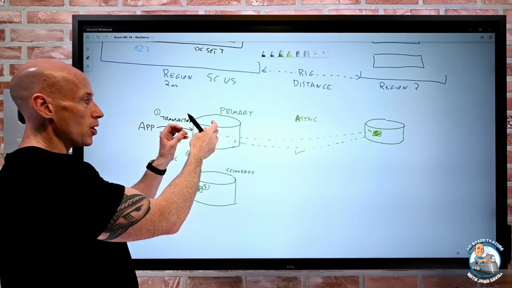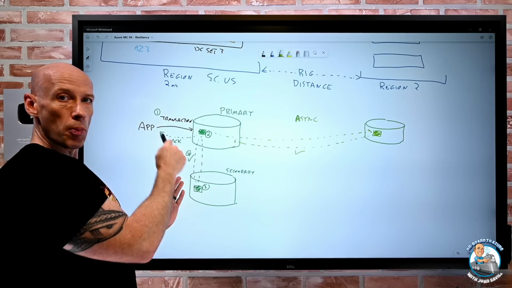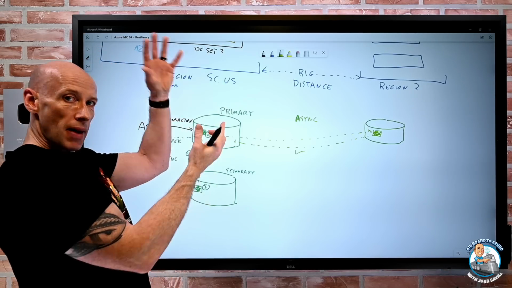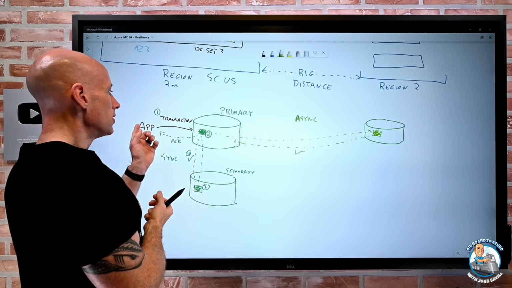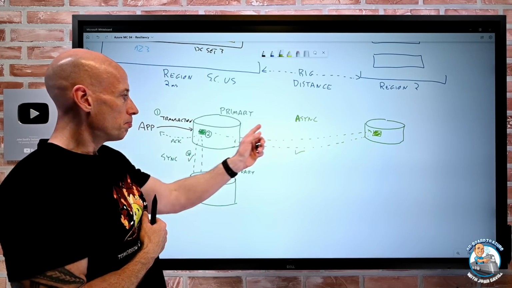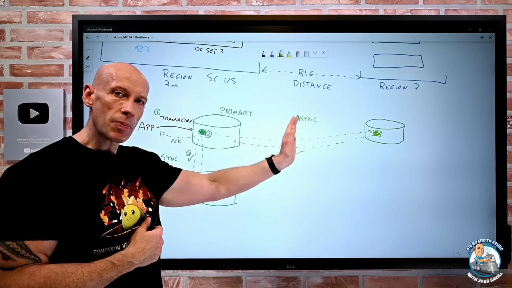So if this did burst into flames, well, it wouldn't have got the ACK. It would redo the operation to the secondary. But if this whole site went up in flames instantly, well, the app would now try and talk to this one, but this transaction it just wrote may not have replicated yet. So that data could have been lost.